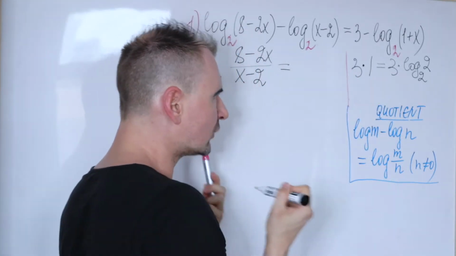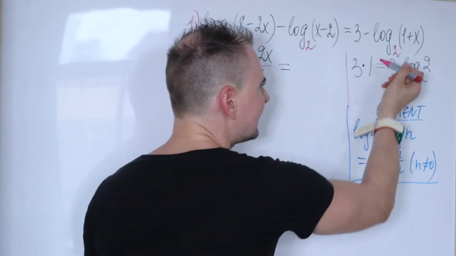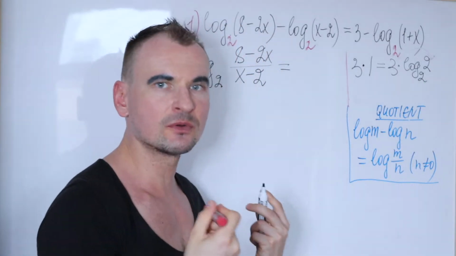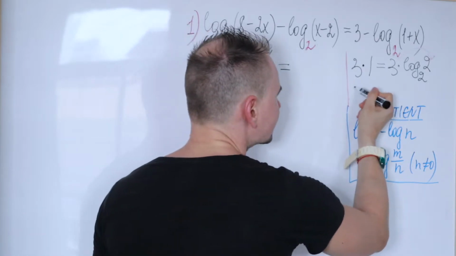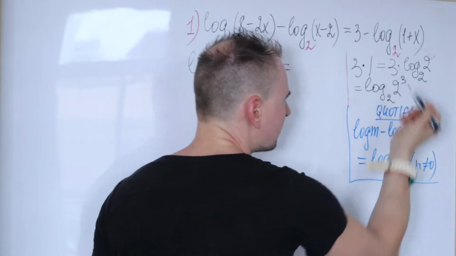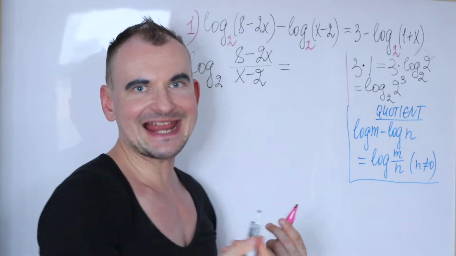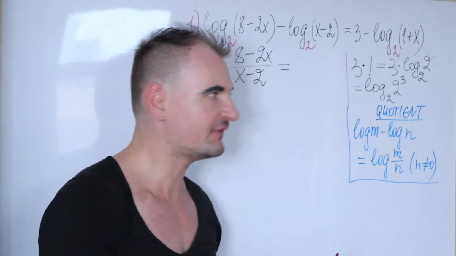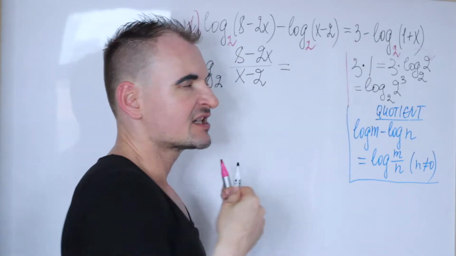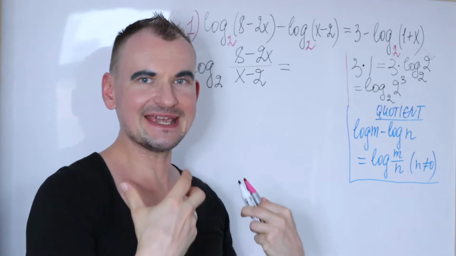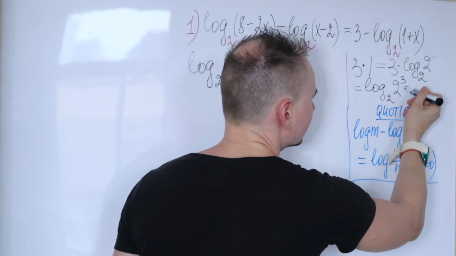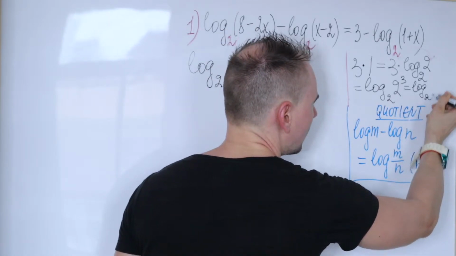And now I can bring this 3 as a power for 2 by using the power rule for logs. So it simply becomes log base 2 of 2 cubed, which is basically 8. So that reduces to 8. So this 3 basically is going to be replaced with log to the base 2 of 8. It's the same thing as log to the base 2 of 8.